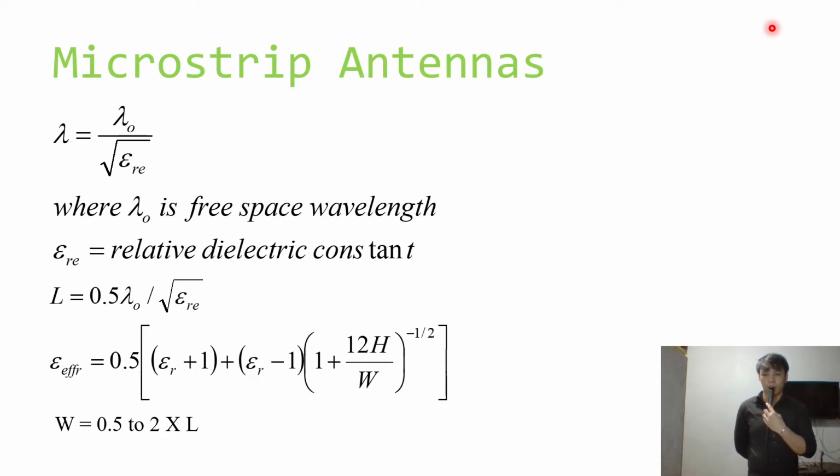So the relative dielectric constant is equal to 0.5 times the quantity relative permittivity plus 1, plus the quantity relative permittivity minus 1, multiplied by 1 plus 12h over W, all powered to the negative 1 half, where W is equal to 0.5 to the 2xL.